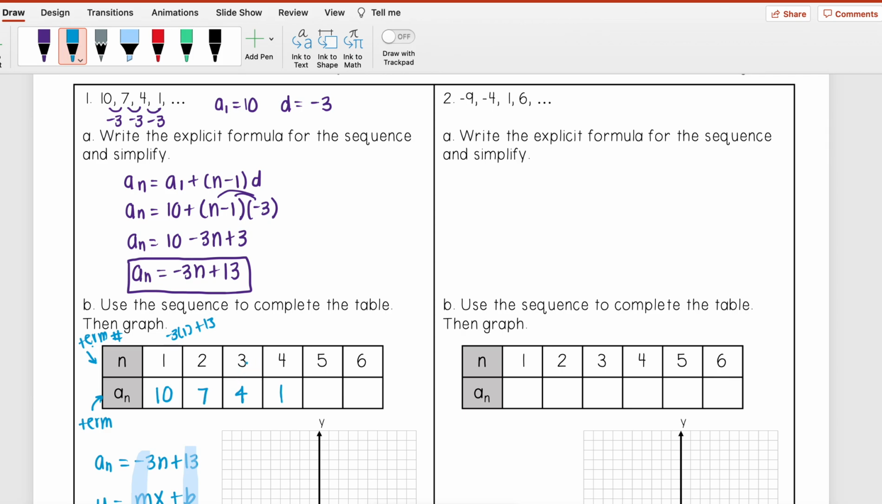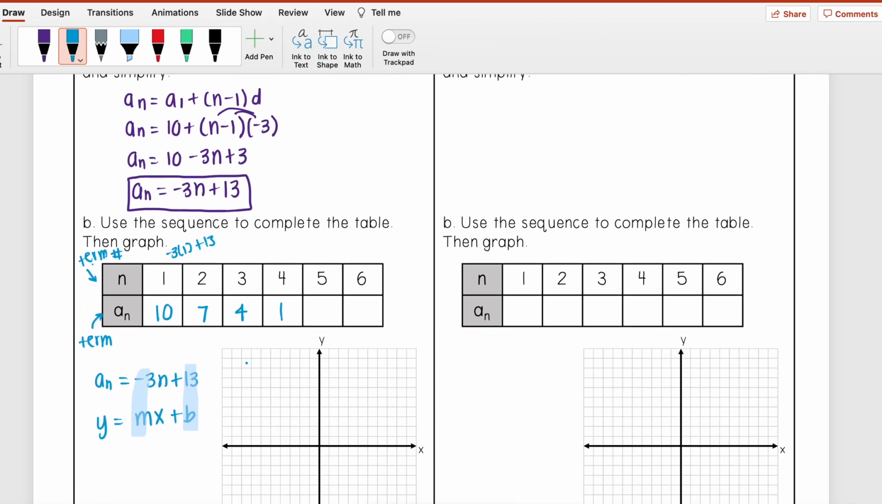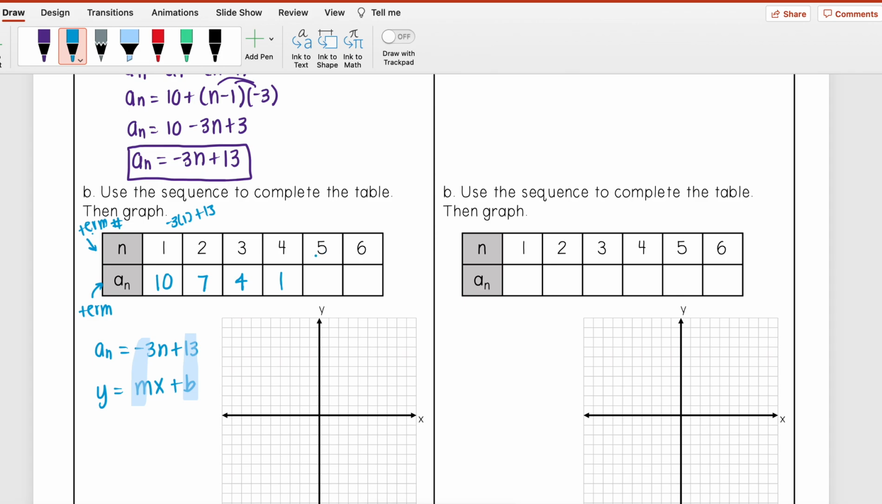But now I can use my common difference to find the fifth and sixth term. So if I do 1 minus 3, I get -2. -2 minus 3, I get -5. But again, I could also use my formula here. So I could plug in 5 for n. So I get -3 times 5 plus 13, which is -15 plus 13, which gets you the -2.